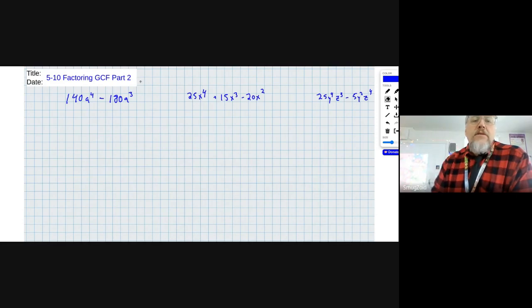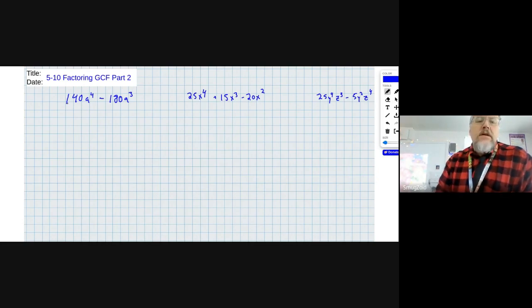I'm going to show you how to do factoring. This is part 2. The other one kind of shows you factoring. If you know this, there's an easier way to do all this. And let me show you.